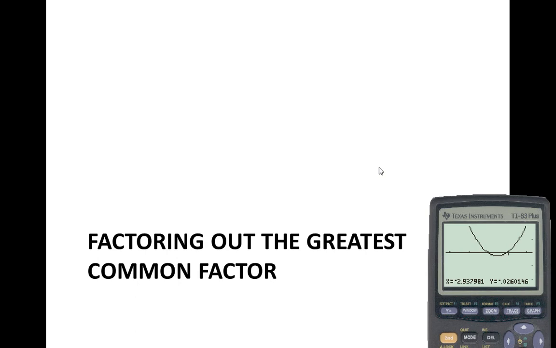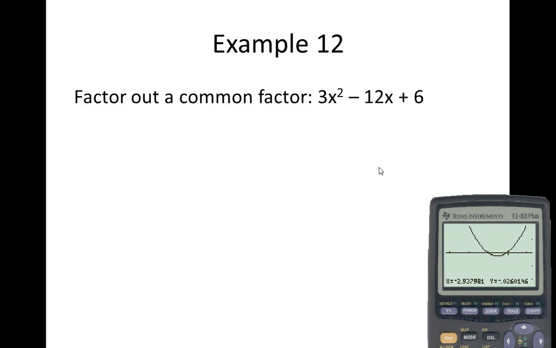Factor in the greatest common factor. We've done this in an earlier lesson, but we weren't factoring out variables. We were just factoring out constant terms. So let's factor out a common factor here.